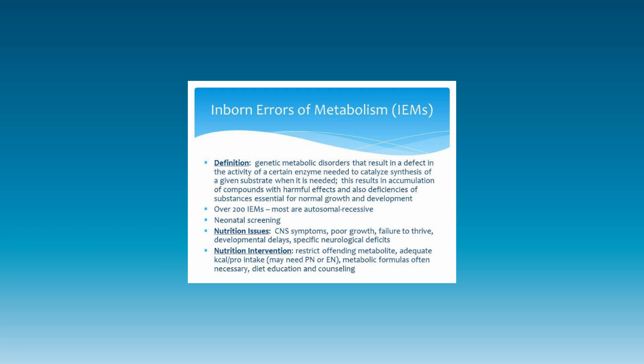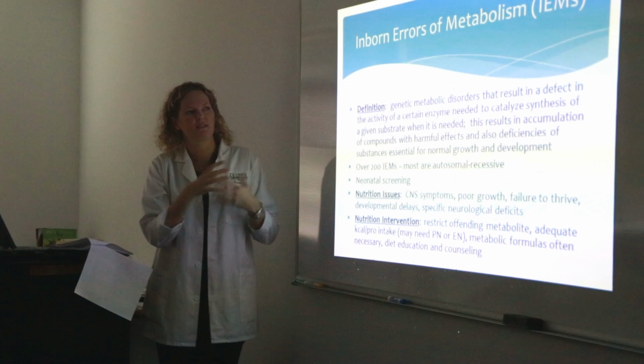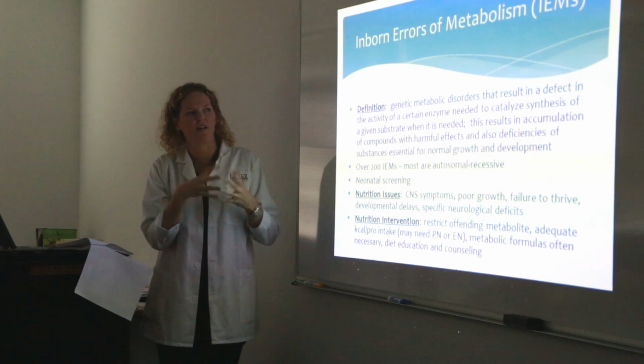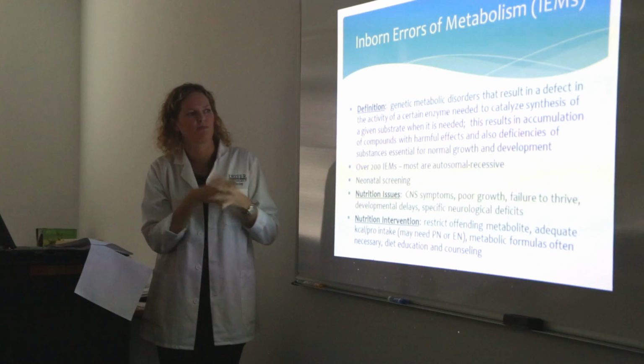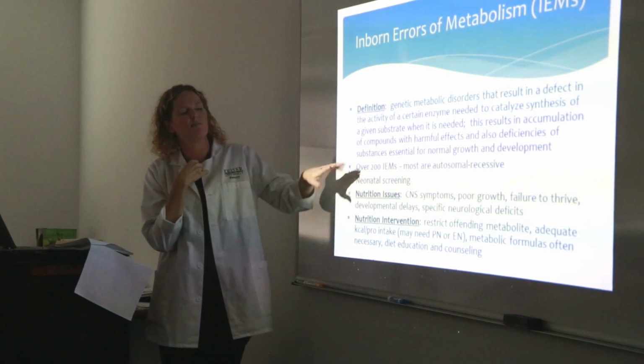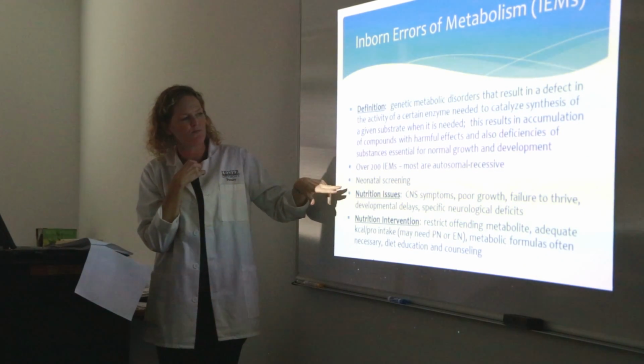And then we need that enzyme to break down that substrate into other substrates. Now we're going to have a deficiency in those substrates that we need. So because of that enzyme deficiency, you can have a lot of nutritional issues. There's over 200. Most of them are autosomal recessive.